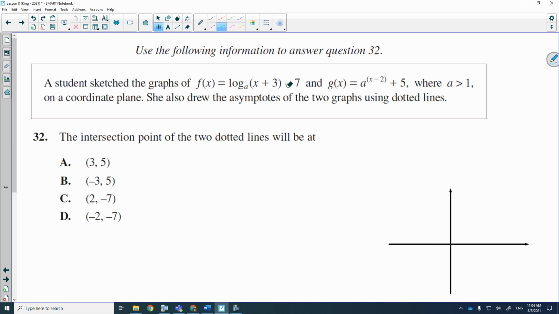So what it says is a student sketched these graphs. She also drew the asymptotes. So this question is just about asymptotes. So let's do the log graph first, because that's the one we're used to right now. This is the one fresh in our head. If I said, what's the asymptote of this graph? Quickly find the asymptote of this graph.